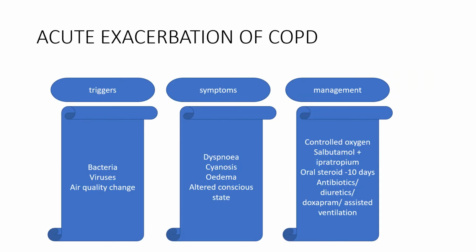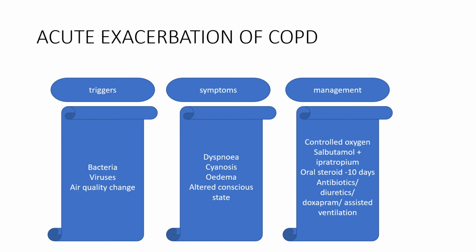So here comes the question: if a patient is having an acute exacerbation of COPD, what do we do? Firstly, the triggers for acute exacerbation are mostly infections, either bacterial or viral, or if the patient has traveled somewhere and the air quality has worsened or changed. These are the common triggers for exacerbations of COPD. And the symptoms will be worsening of the dyspnea; the patient might develop cyanosis, edema, and altered conscious level. So how do we manage them?